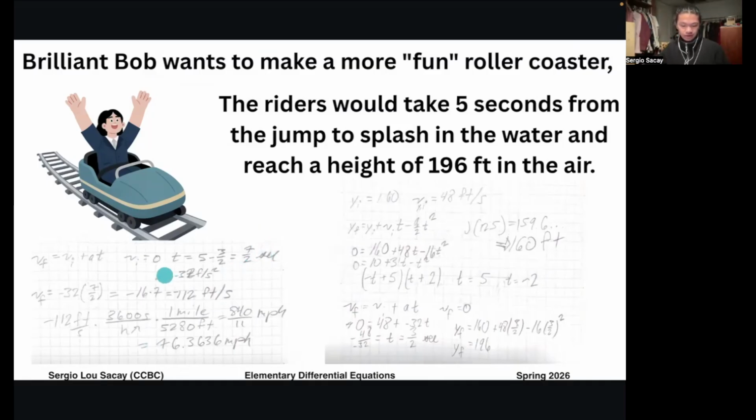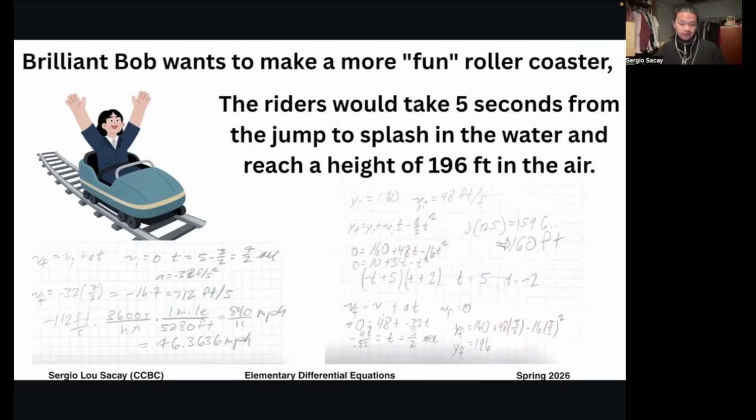So then we plug in for T, A and V initial. V initial is 0, A is negative 32 feet per second squared, and T is the time from the peak to the ground. So this becomes minus 112 feet per second. So it's pretty fast. This is their velocity when they hit the ground.